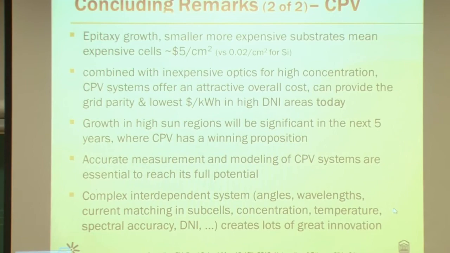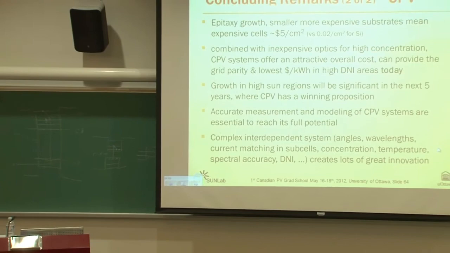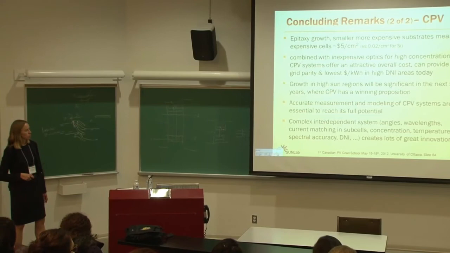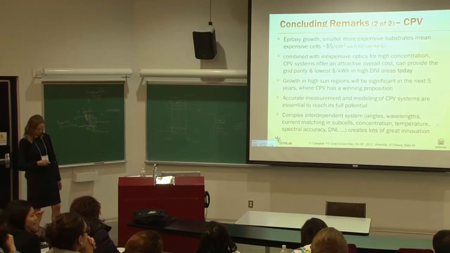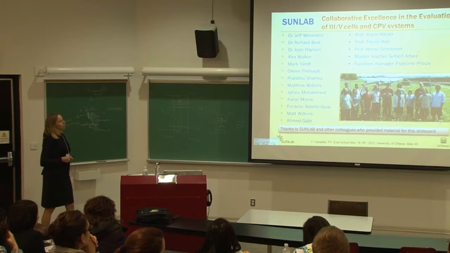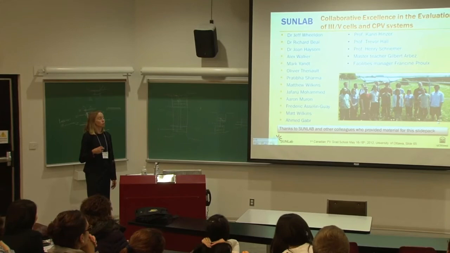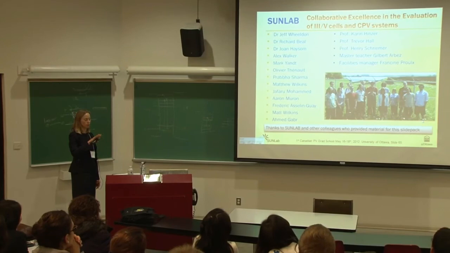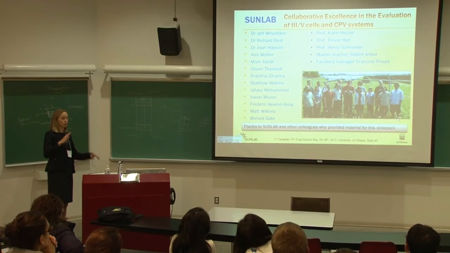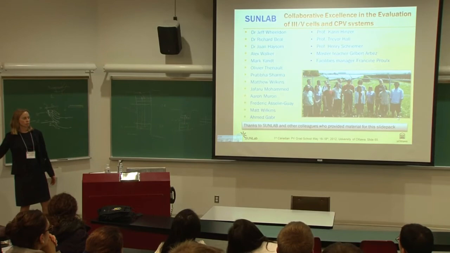It's a complicated system, so you need accurate measurement and modeling in order to have that system reach its full potential. For example, complex interdependent factors like the angular acceptance, the wavelengths, the current matching of subcells, all of these things. So just to finish off, what the SUNLAB does is we work a lot, we believe in collaborative excellence, working with our partners in the evaluation of these III-V cells and the CPV systems through indoor testing, outdoor testing, and extensive materials physics modeling of all aspects of the materials, of the optics, of the system, of the solar resource.